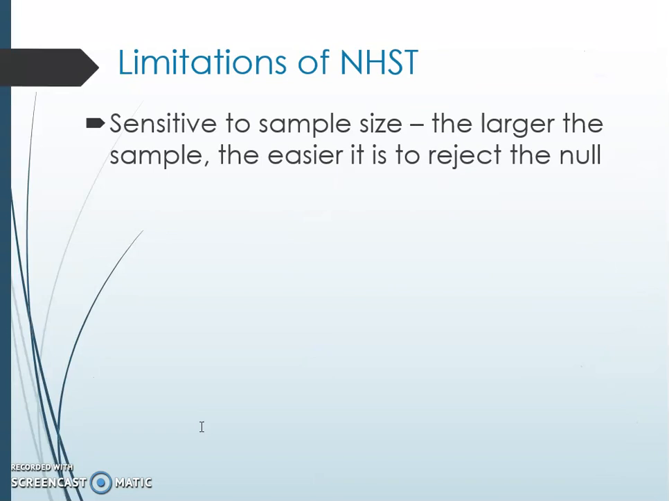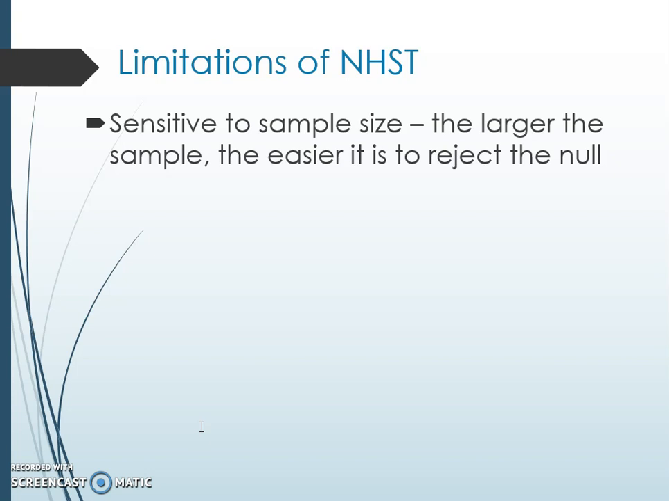So in light of this, I thought it might be interesting to take a look at some of the limitations to null hypothesis significance testing. It's important to know that this approach to seeing if there's differences between groups is highly sensitive to sample size. The larger the sample you have, the easier it's going to be to reject your null hypothesis. So if you only had 20 people in your sample, then the power of your test is going to be very low.